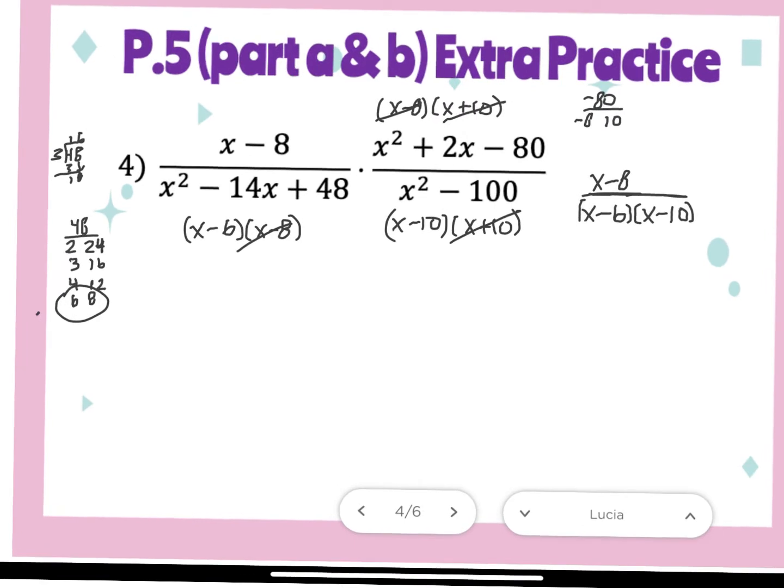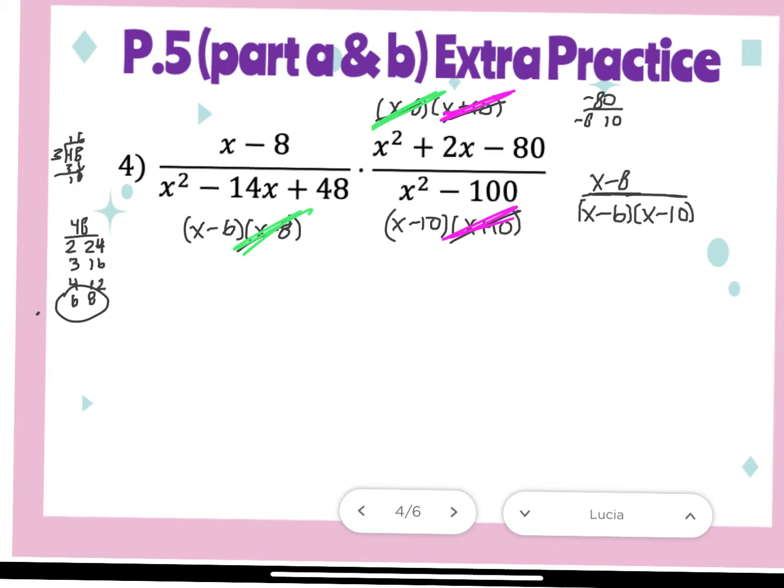Bottom left becomes x minus 6 and x minus 8. Top right becomes x minus 8, x plus 10. Bottom right becomes the difference of 2 squares, x plus 10 and x minus 10. So the x plus 10's canceled here. The x minus 8's canceled here. You cannot cancel this way. Remember, you can only do top and bottom, so you could have also done this with this, but then this one would have stayed.